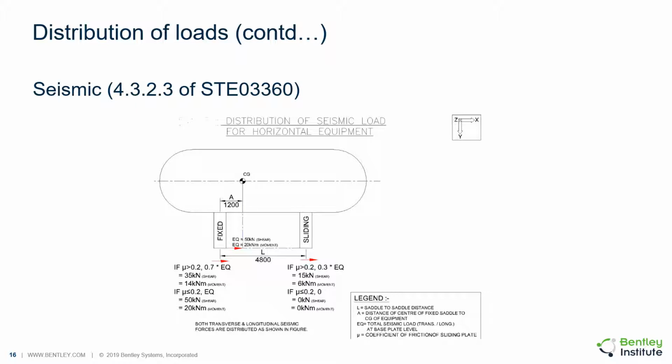This slide explains how the seismic load is distributed between the piers. The friction resistance at the sliding end dictates the distribution as outlined in section 4.3.2.3. For slide plates with lower friction, or coefficient of friction lesser than 0.2, the entire load is applied at the fixed end. For slide plates with higher friction, or coefficient of friction greater than 0.2, 70% of the seismic load is applied at the fixed end and the remaining 30% is applied at the sliding end.